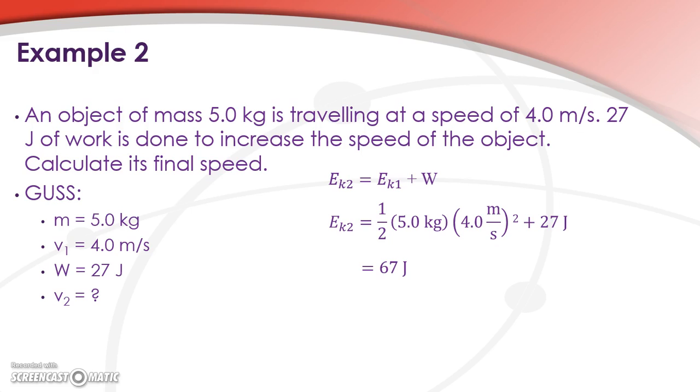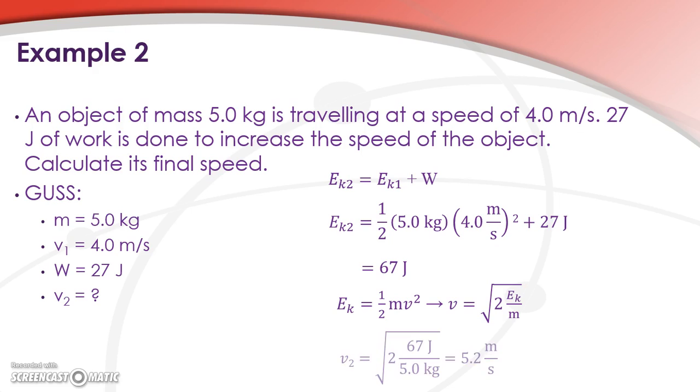Now from there we can do simple algebra using kinetic energy equals 1/2 mv squared to calculate for V. V equals the square root of 2 times Ek over mass. And substituting in, our new velocity is 5.2 meters per second.